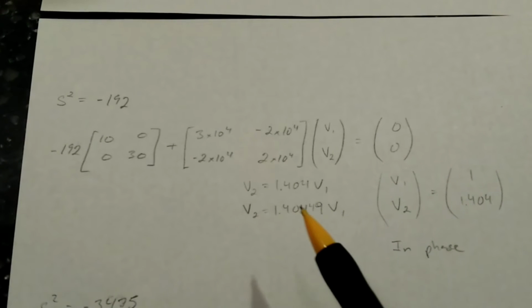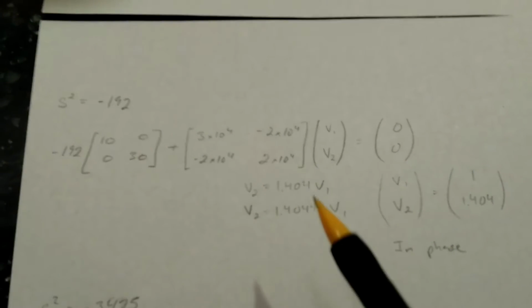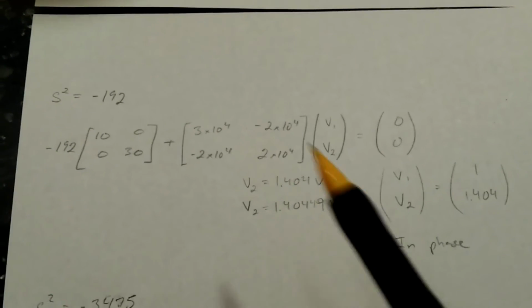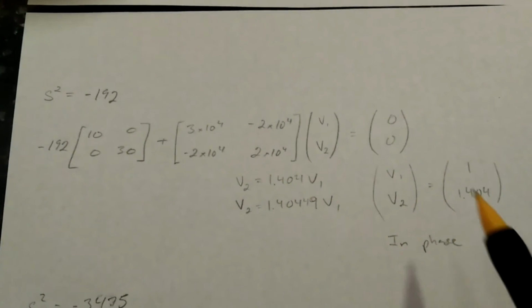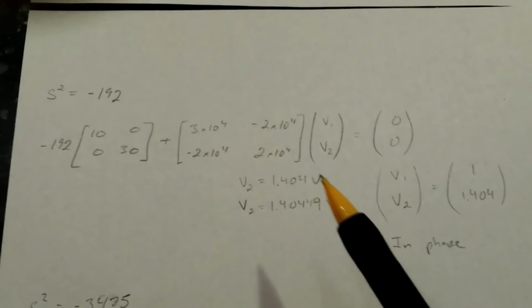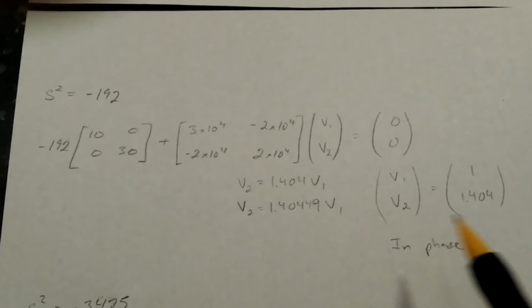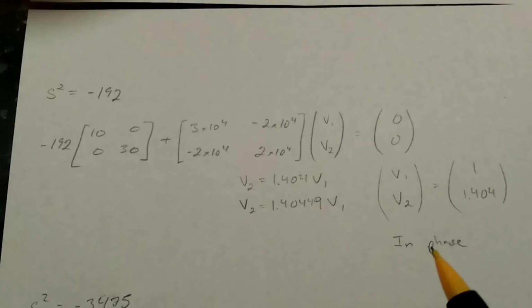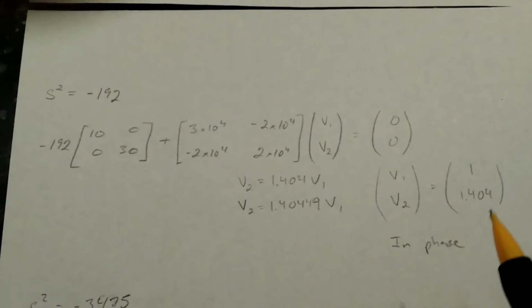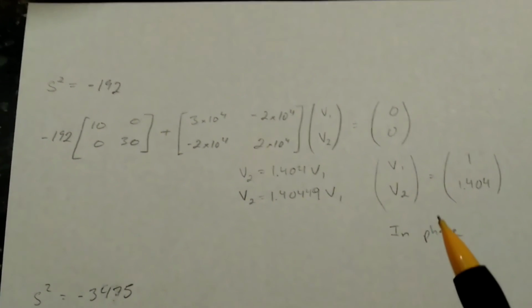But for the first 4 numbers, they're exactly the same. So I'm not sure why that is, but I think it's safe to say that if V1 is going to be 1, V2 is going to equal 1.404. And with that being the positive value, that's your in phase mode.